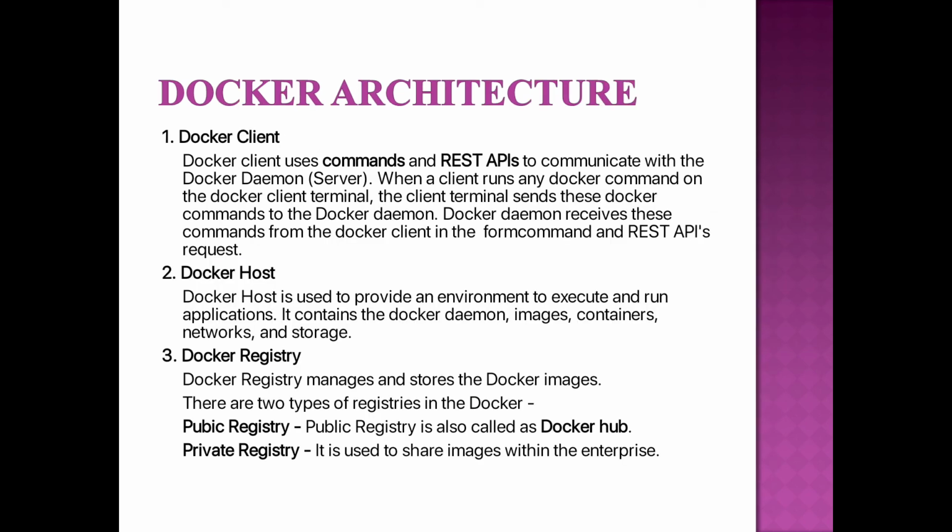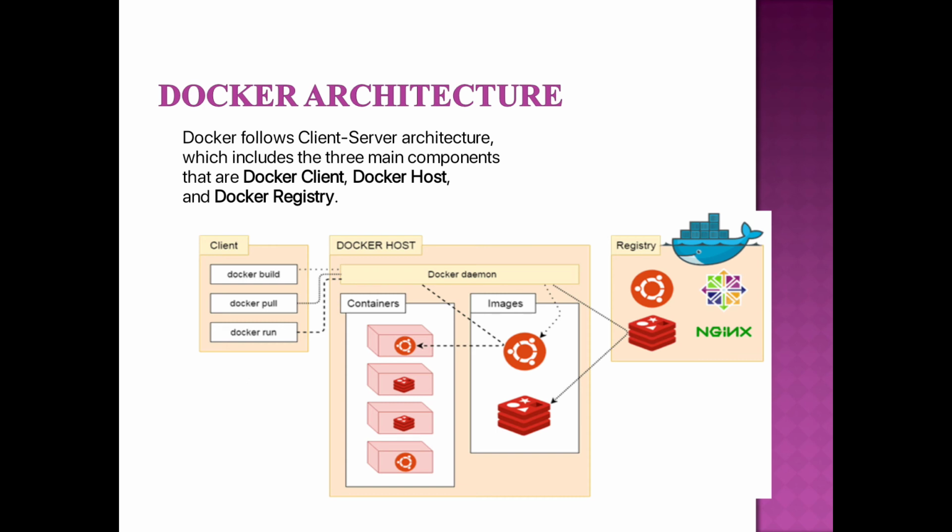The first and foremost main component of your Docker architecture is the Docker client. The Docker client uses commands and REST APIs to communicate with the Docker daemon, that is, the server. When a client runs any Docker command on the Docker client terminal, the terminal sends these Docker commands to the Docker daemon, and the daemon receives these commands from the Docker client in the form of a command and REST API request. The Docker client uses the command line interface to run Docker build, Docker pull and Docker run, which are shown within the first component of your Docker architecture.